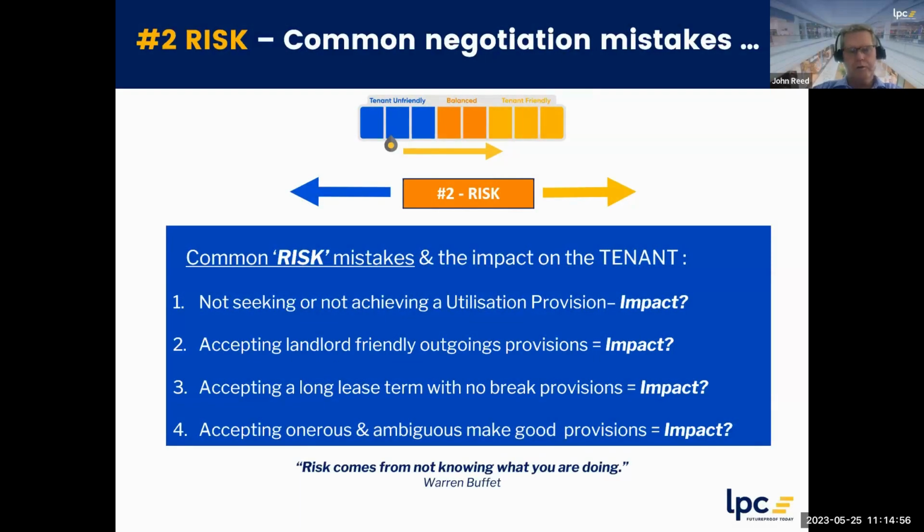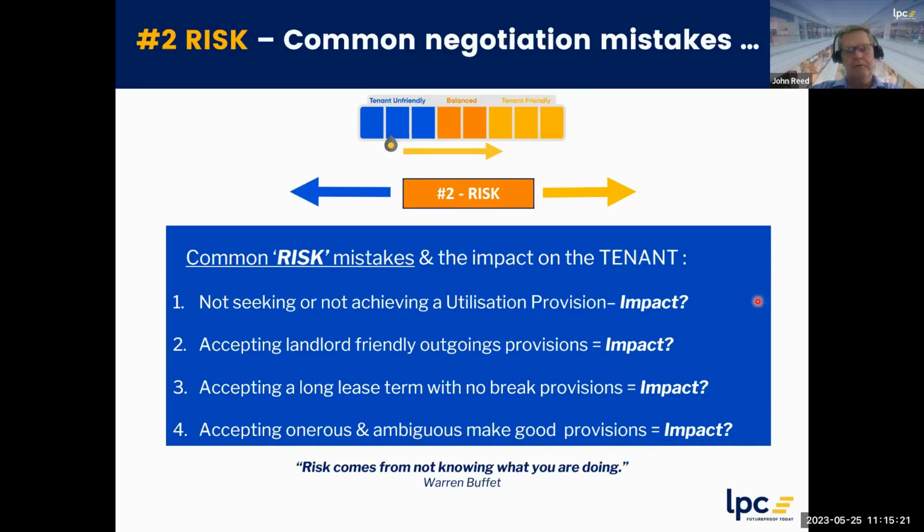In previous modules, we know we deal with cost, risk, flexibility, guarantees, and obligations. So risk is the second of these. And what we've done for each of these criteria that we use at LPC is we've pulled out the most common mistakes that get made. So number one, not seeking and not achieving. Ultimately, you want to achieve what we call a utilization provision.